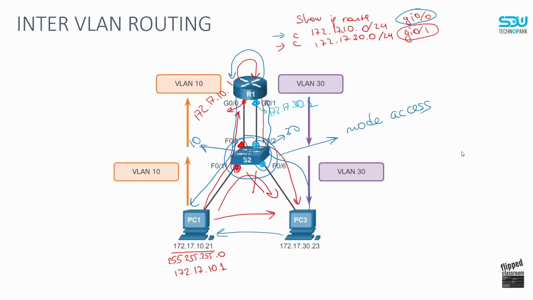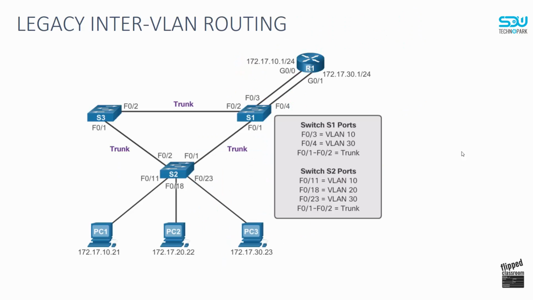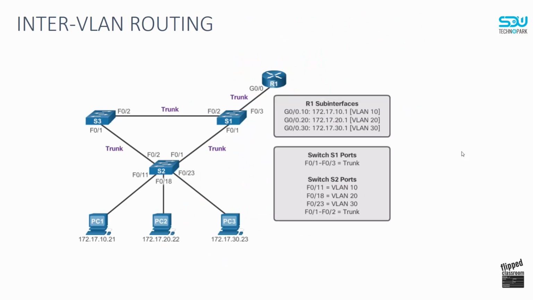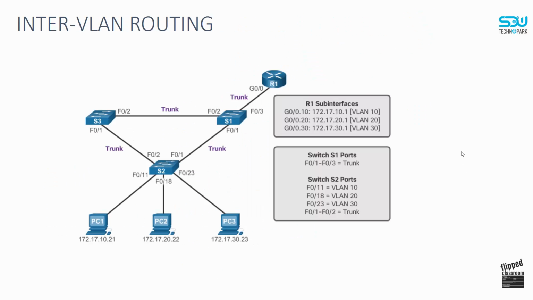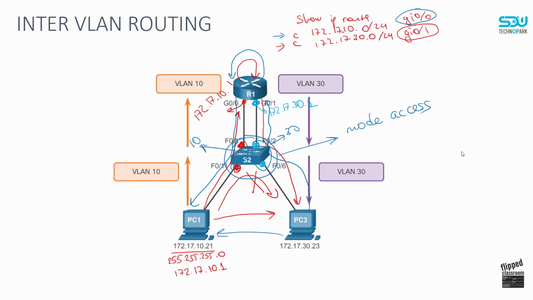But in case you want to save your links, I mean, if you want to save ports of the switch and the router, because you have a lot of VLANs and you are not able to spend all of your links only on InterVLAN routing, then you can use another type of InterVLAN routing. I don't have the slide of our previous example here, but I can just explain it.